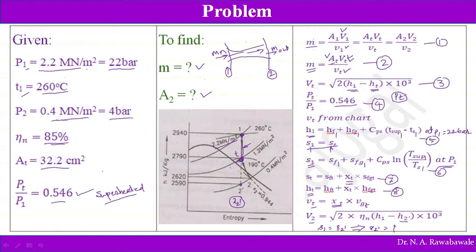By knowing velocity at 2, he is again asking us to find out area at exit. So we will use this correlation: A2 is equal to m times V2 divided by V2.